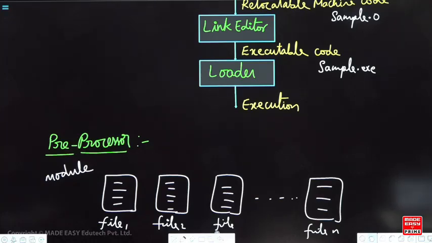Okay, take the notes. Preprocessor takes the source code as input and produces the modified source code as output. Already I have dictated. Next, continue.